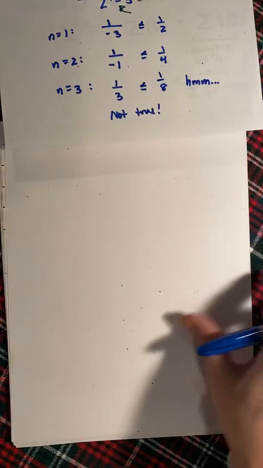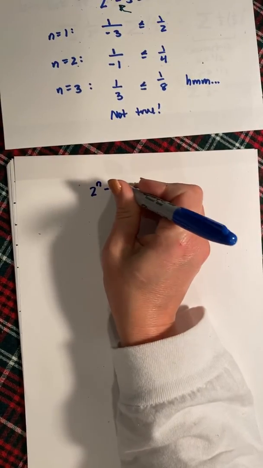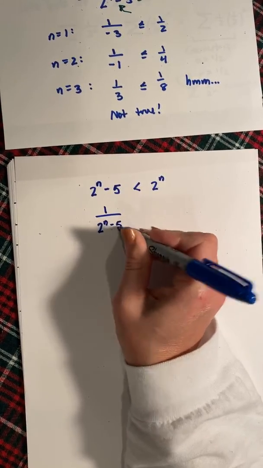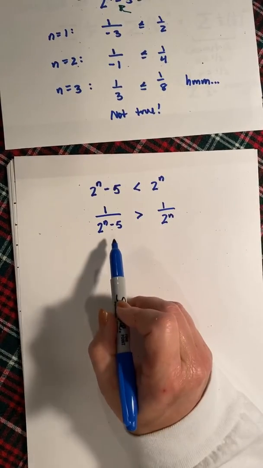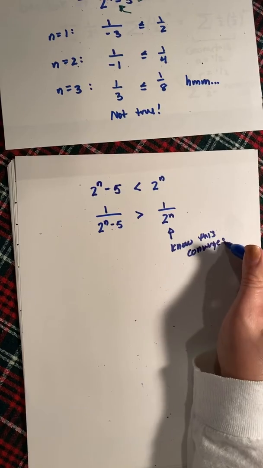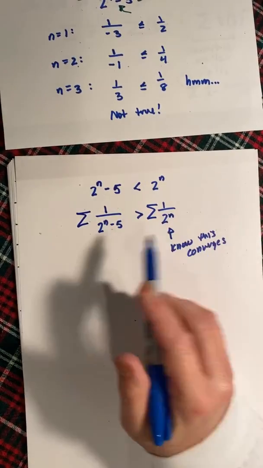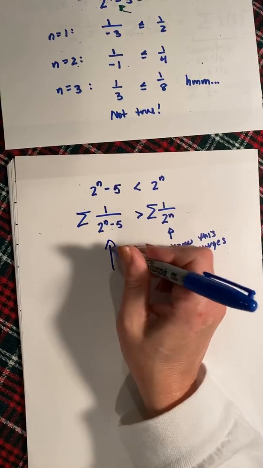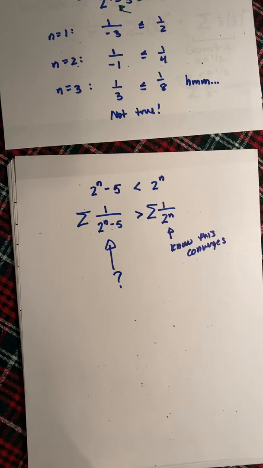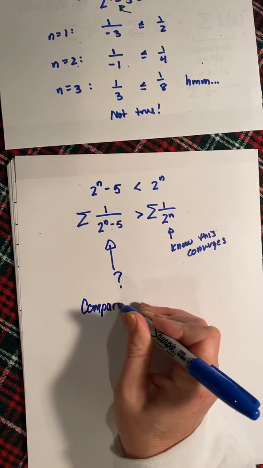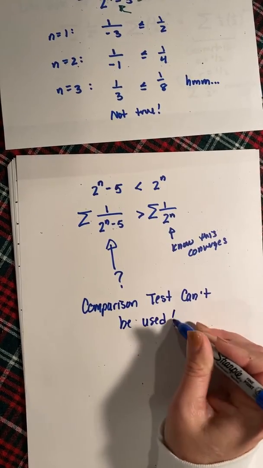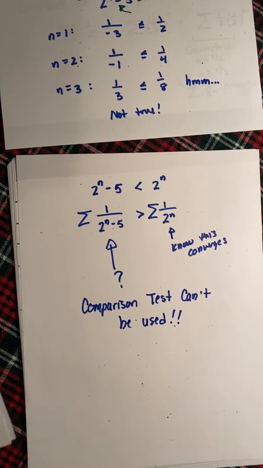Algebraically, 2 to the n minus 5 is less than 2 to the n. So if I looked at the reciprocal, when we're trying to use the comparison test, we know that this guy converges. But if we have a series that's greater than a convergent series, we have no idea how this behaves. In order to determine how this behaves when we compare it to a convergent series, it has to be less than. So here, the comparison test cannot be used, and we need another type of test.